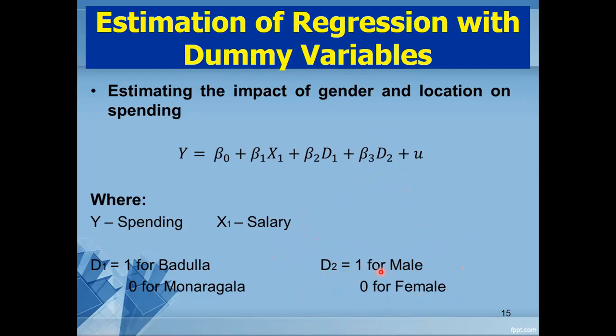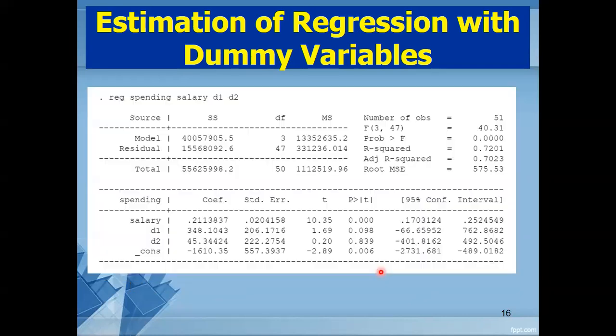I'm not going to estimate this model using data, right? Instead, I have estimated it and pasted the regression output here, so I'm going to explain it. As you can see, this is the estimated output. We have estimated coefficients for the salary, D1 and D2 dummy variables. Let me now interpret the coefficients.